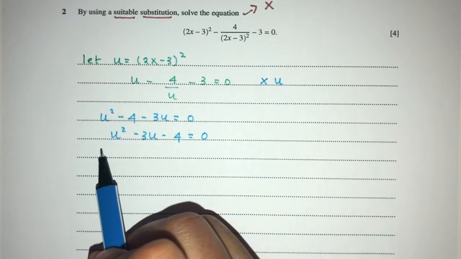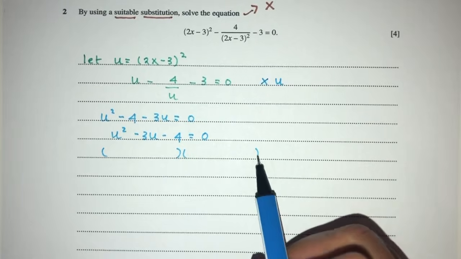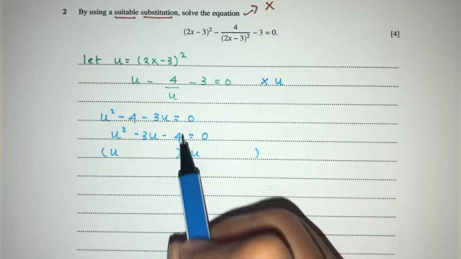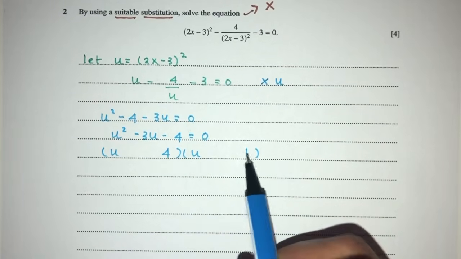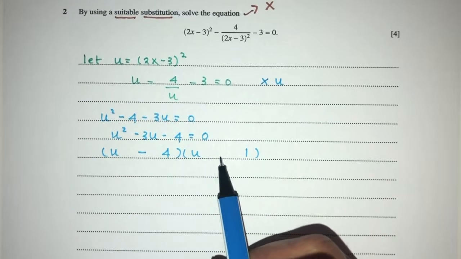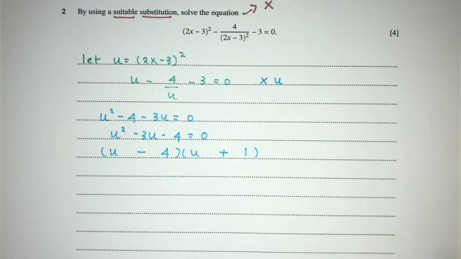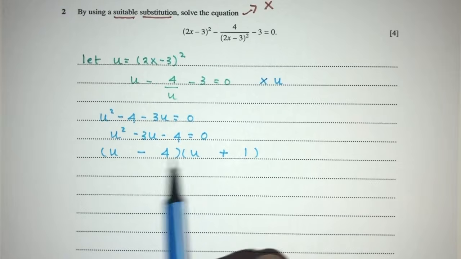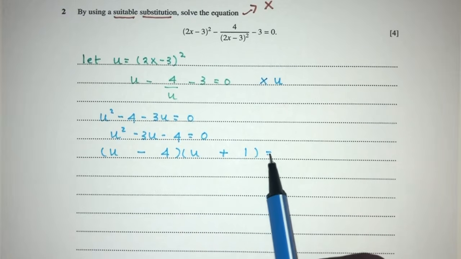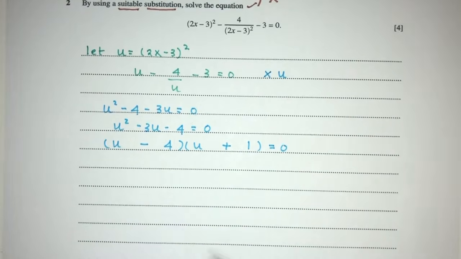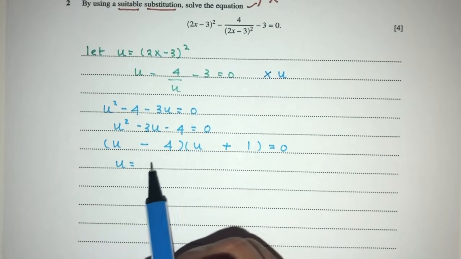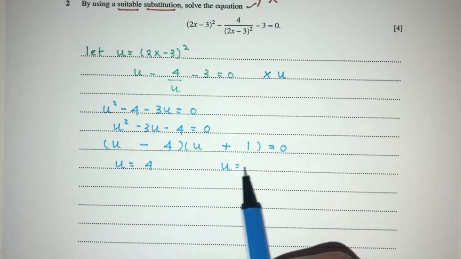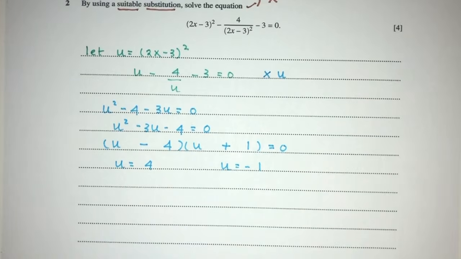Now we can factorize, so that will be what? That will be u times u. 4 is 4 times 1. Minus 3 is minus 4 plus 1. Right, to get minus 3, we have to have minus 4u plus 1u. That will become minus 3u. Now simplify, so u has to be 4 and u has to be minus 1. Now again, we're not trying to find the value of u here. We are trying to find the value of x.